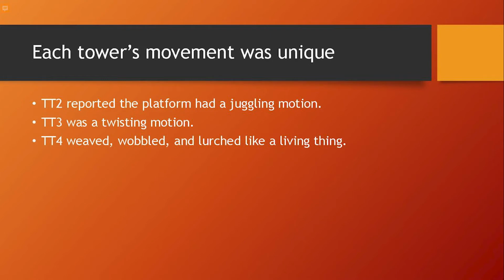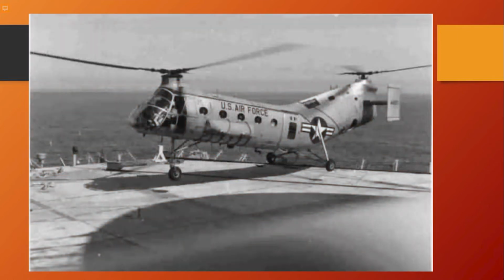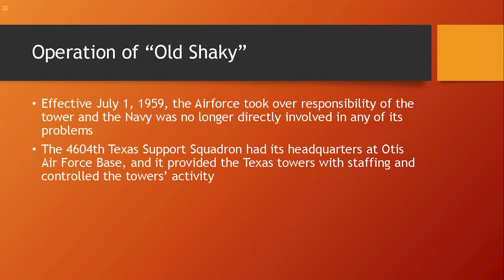TT2 was a juggling motion, TT3 was a twisting motion, and TT4 weaved, wobbled, and lurched like a living thing. Having helicopter support and logistical support coming from the 4604 Texas Support Squadron at Otis Air Force Base, from the time the Air Force took over responsibility of the tower, the airmen had already nicknamed TT4 Old Shaky.